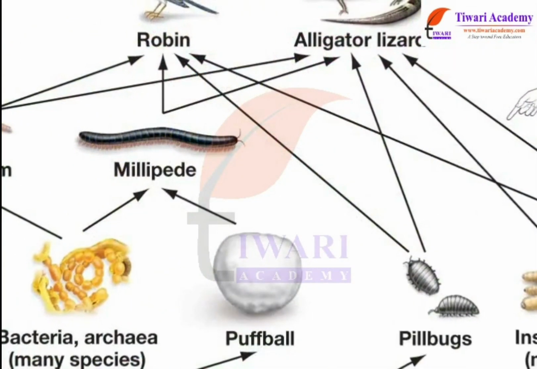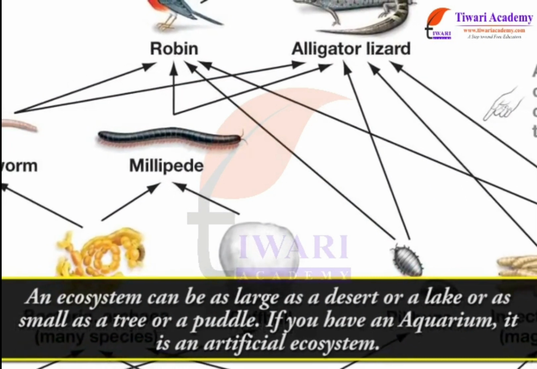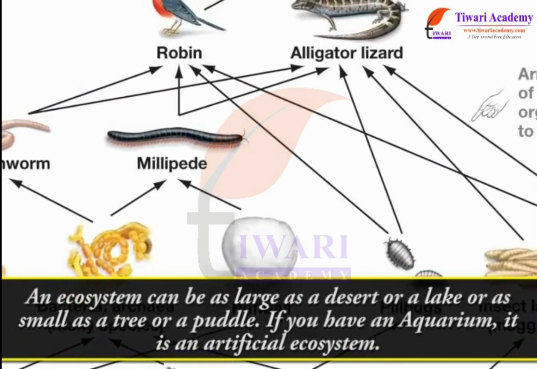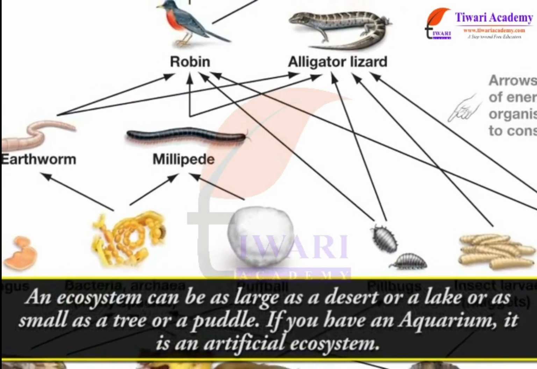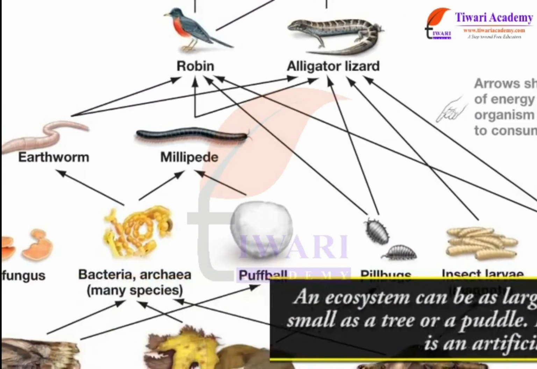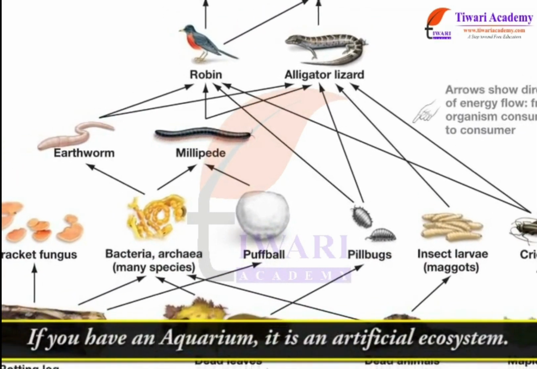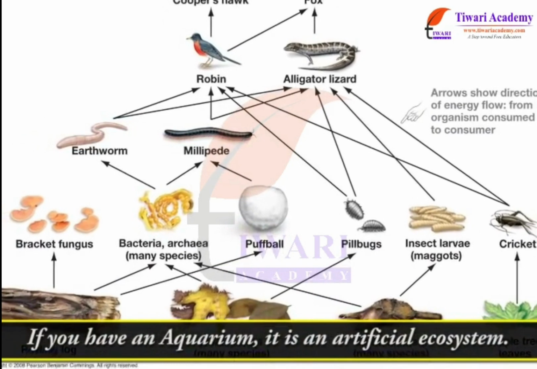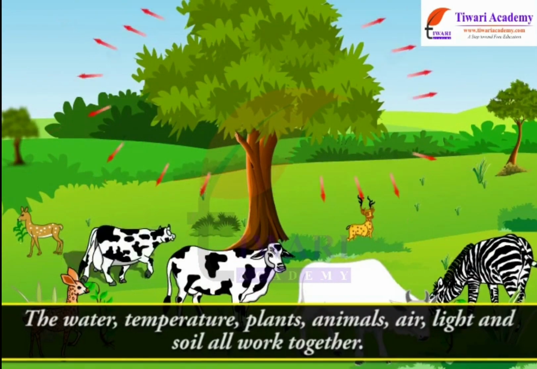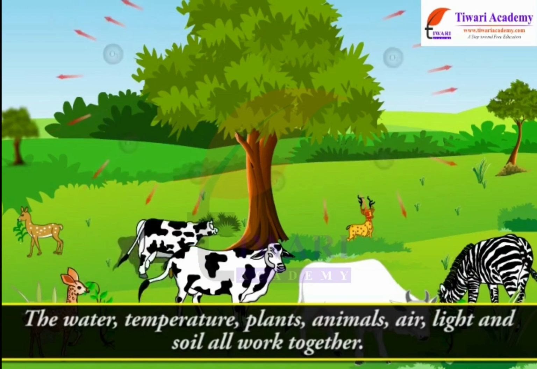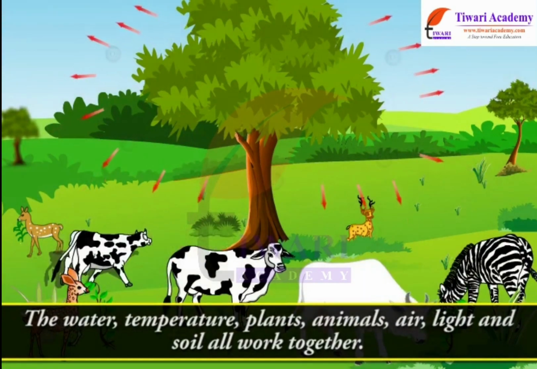Ecosystems have no particular size. An ecosystem can be as large as a desert or a lake, or as small as a tree or a puddle. If you have an aquarium, it is an artificial ecosystem. The water, temperature, plants, animals, air, light, and soil all work together.